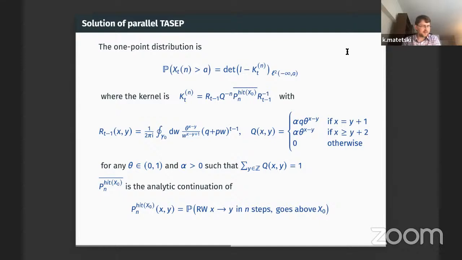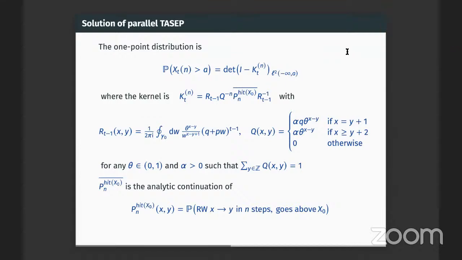No, I'm afraid there is no beautiful interpretation. This is just some kernels which you need to use to conjugate the probability. Okay, yeah. Okay, thank you.